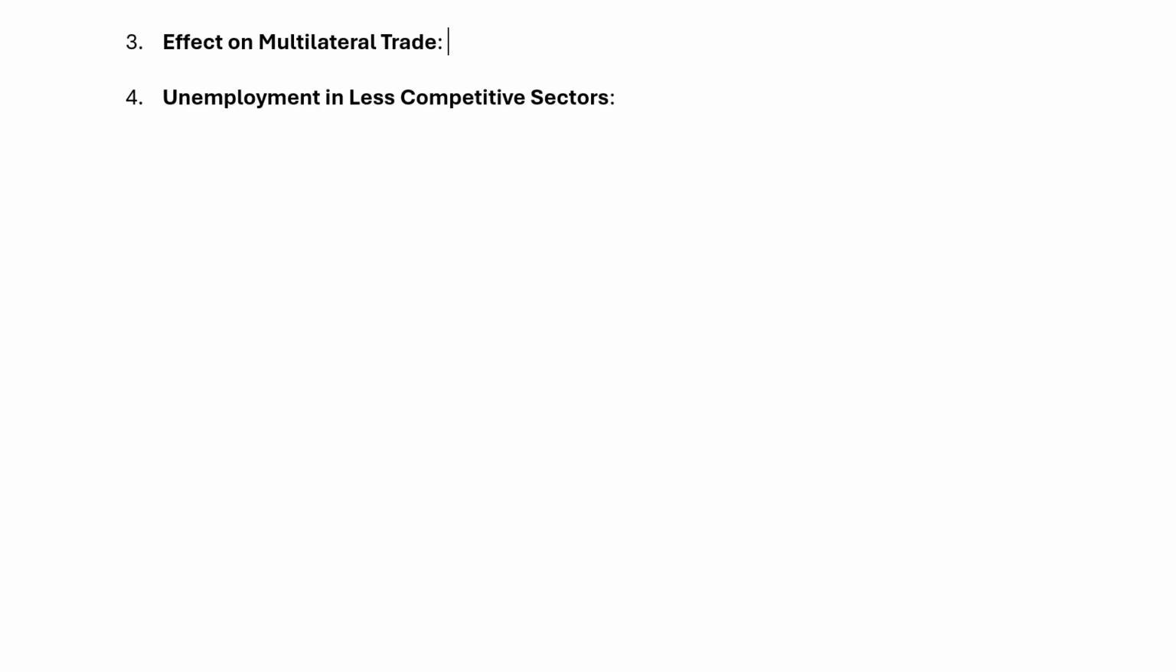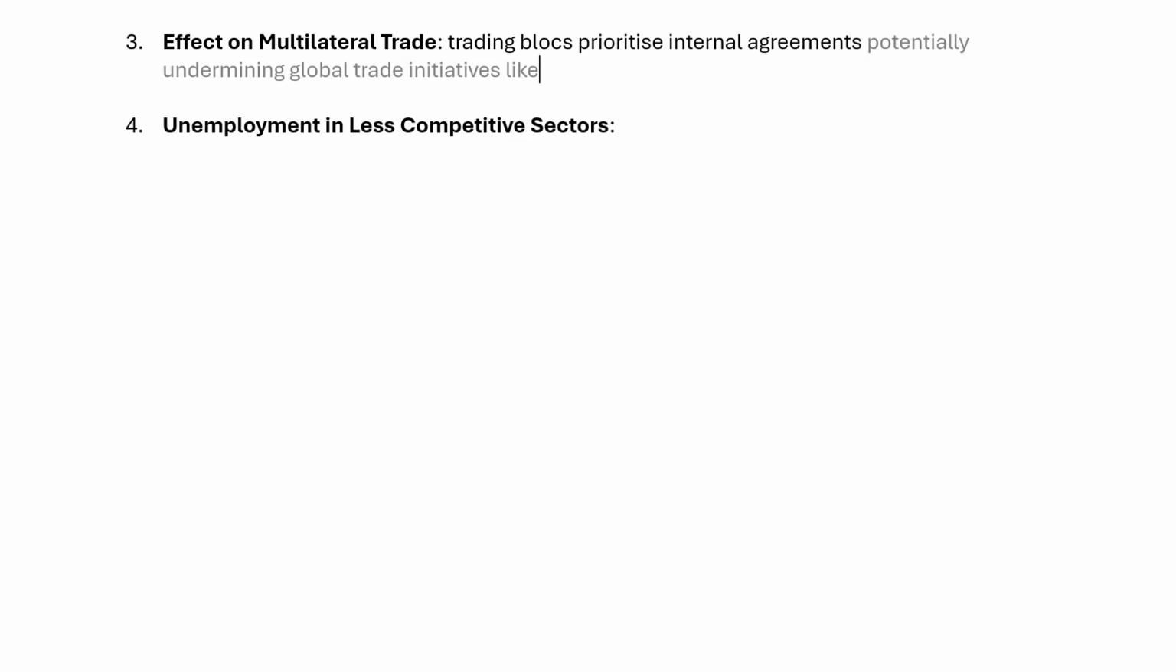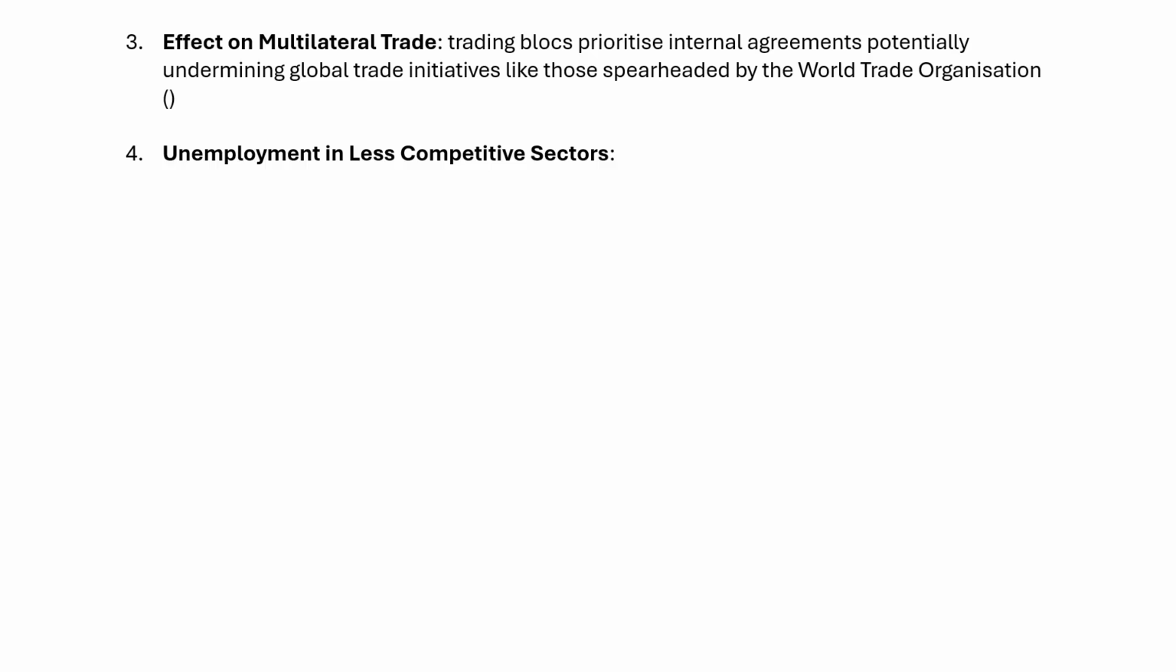The third one is this idea of the effect on multilateral trade. Trading blocs prioritize internal agreements, potentially undermining global trade initiatives like those spearheaded by the World Trade Organization, WTO. For example, the EU's focus on internal cohesion has at times slowed down WTO negotiations for global trade liberalization.